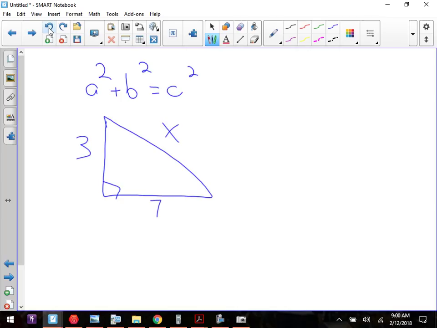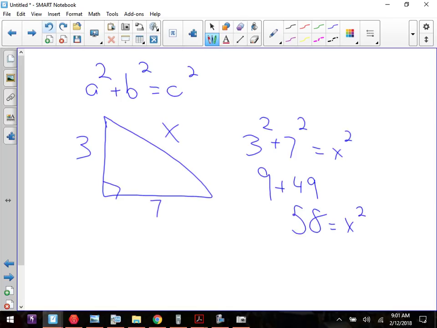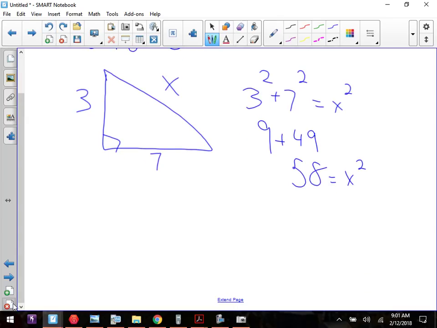Now, what are you solving for in this case? Are you solving for a leg or a hypotenuse? Hypotenuse. So the hypotenuse of the Pythagorean theorem is what part? C. What's 3 squared? What's 7 squared? So you have 9 and 49. That gives you 58, I believe. And how do you undo the square root? What's the square root of 58? So it's the square root of 58.